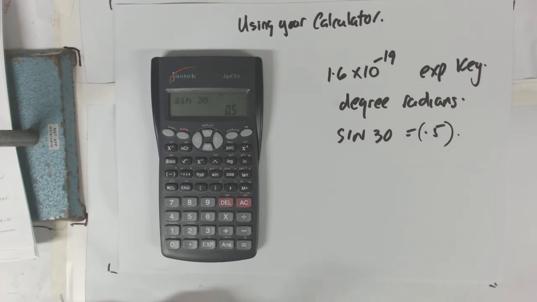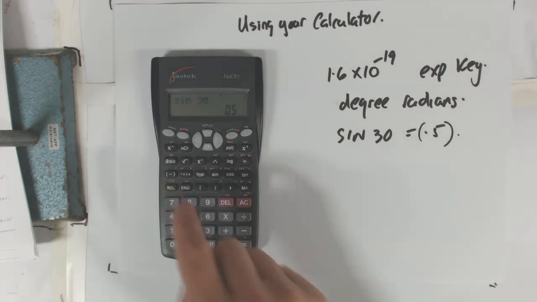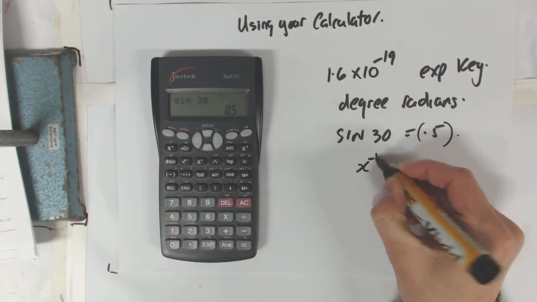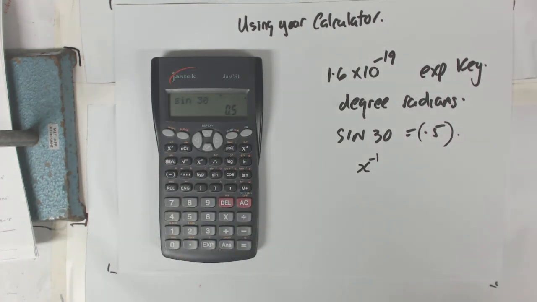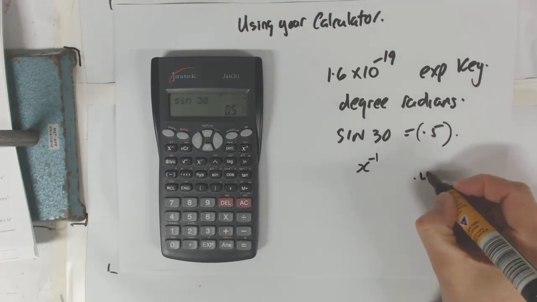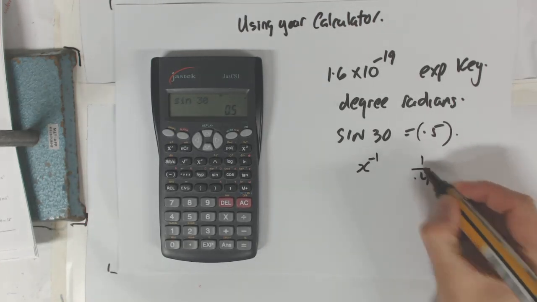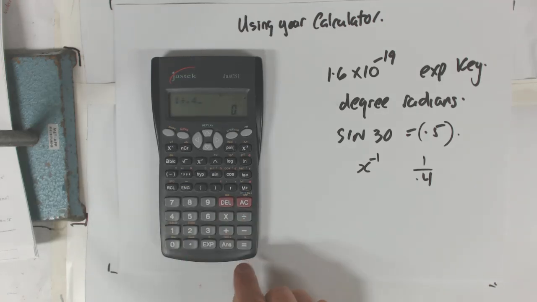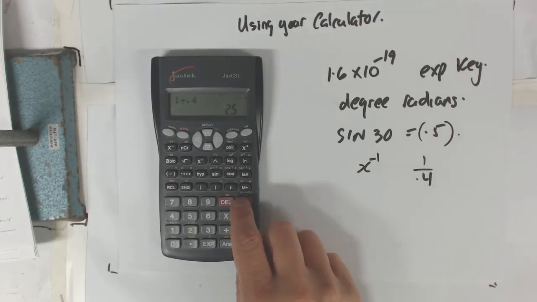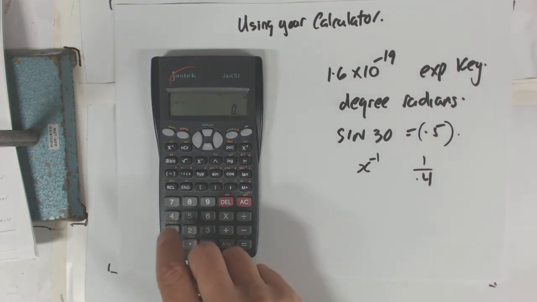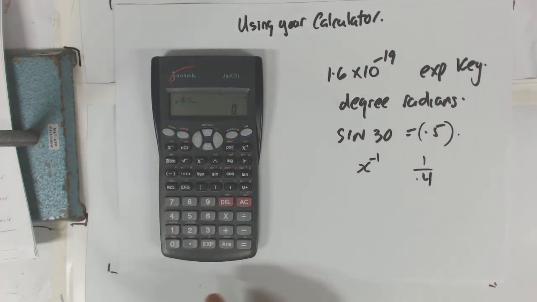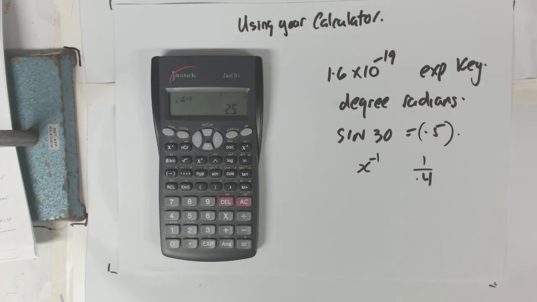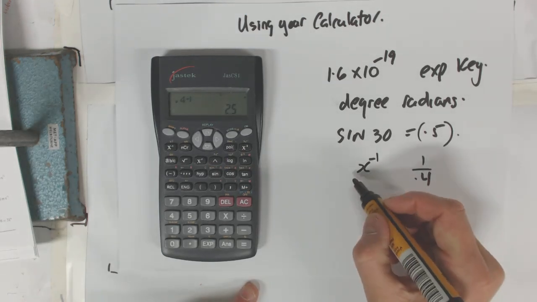What else do we need to remember? What do I see people doing wrong? There's usually an inverse key. That's this one, x to the minus 1. That's used for when you want to divide into 1. So if you have 0.4, for example, and you want to do 1 divided by 0.4, you could go 1 divided by 0.4, of course, which will give you 2.5, but what you can also do is just go 0.4 x to the minus 1, and it gives you 2.5. So that's what that key does.